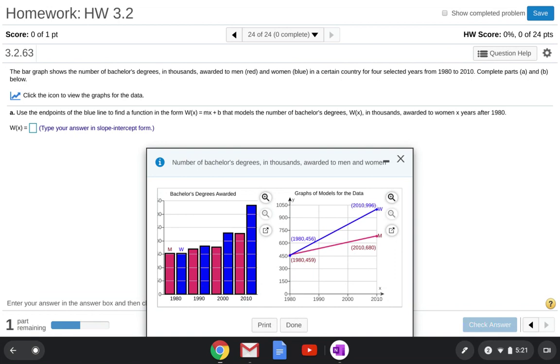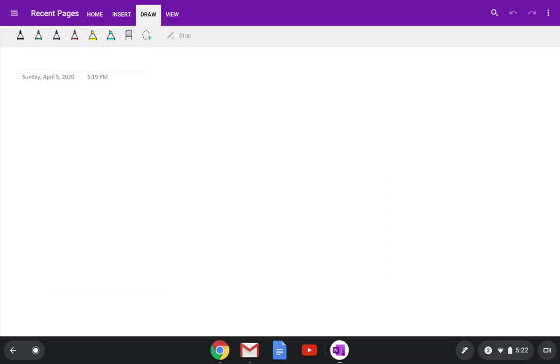The blue line represents a straight line, so you need to use the slope-intercept form and use two given points to find the slope. I'm going to write this down for you. You need to create the equation of w of x. They're saying mx plus b, so you have to write the equation of the straight line. M is the slope.